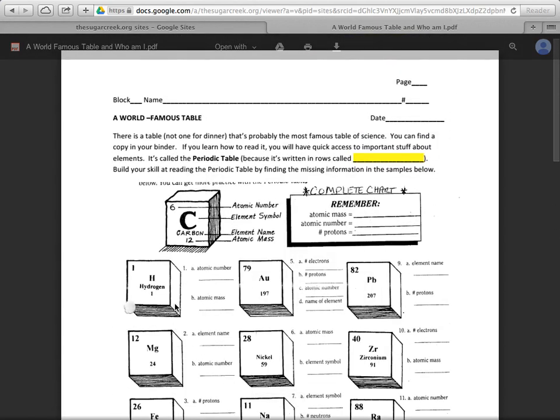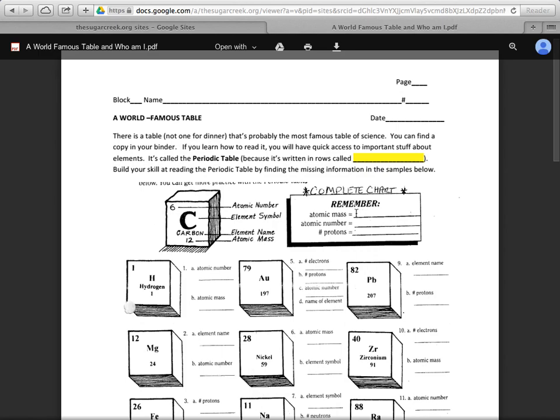Let's just look at the front really quickly. Can I get a volunteer to read the first paragraph? Go ahead, Christasia. There is a table, not one for dinner. That's probably the most famous table of science. You can find a copy in your library. If you learn how to read it, you will have quick access to important stuff about elements. It's called the periodic table because it's written in rows called periods. Periods, good. Everyone should be filling that in. Build your skill at reading the periodic table by finding the missing information in the sentences below. All right.